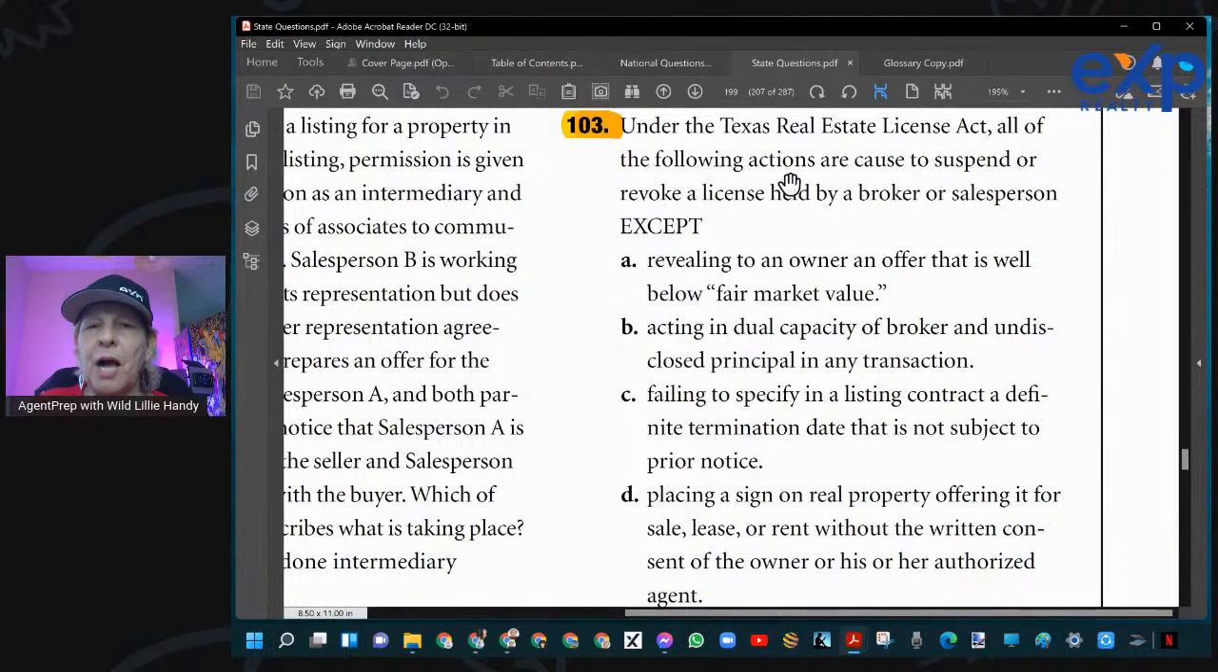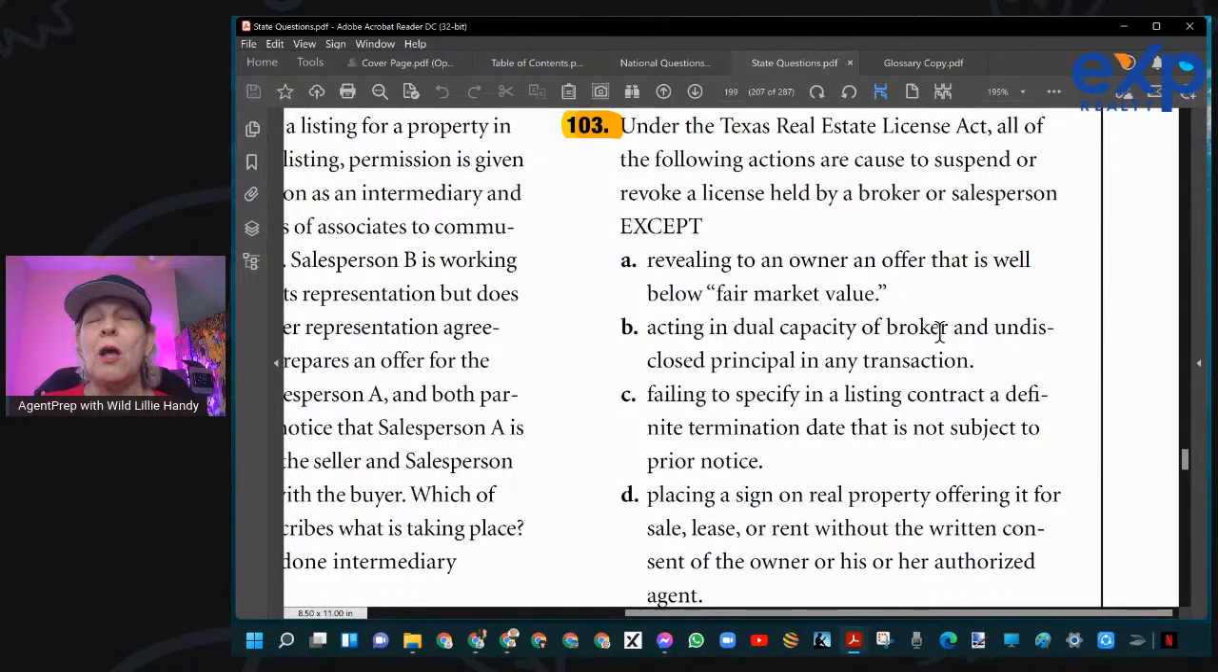So it says all of the following actions are cause to suspend except one of them, right? So one answer is correct. So which one is not a cause for suspension? Remember, we are in Texas. One, we always have to disclose. And if we don't have a start and termination date in a listing or a contract, there has to be one. And do we place a sign somewhere without having permission? No, right? So the answer is 103A, revealing to an owner an offer that is well below fair market value.